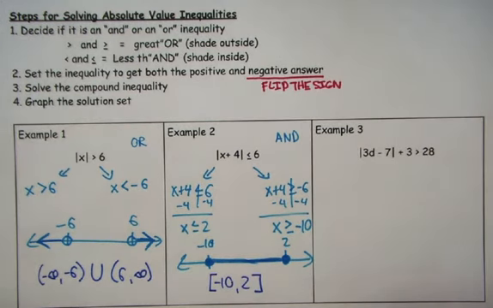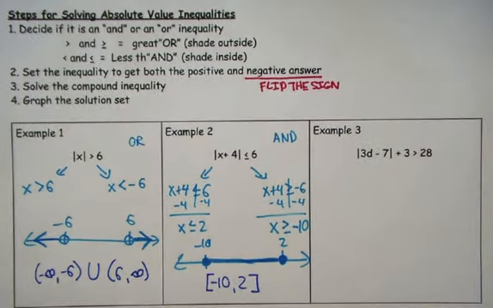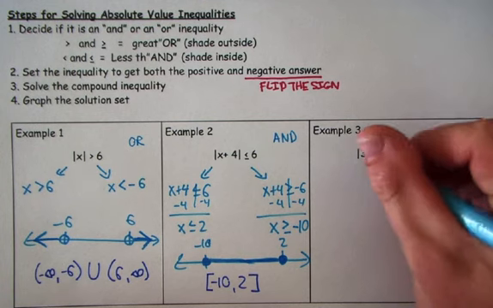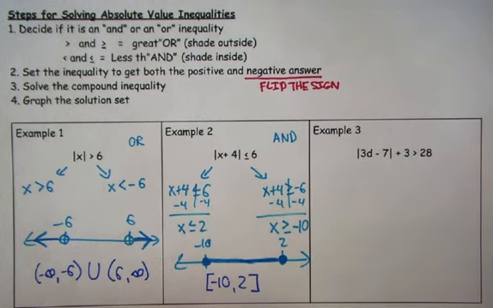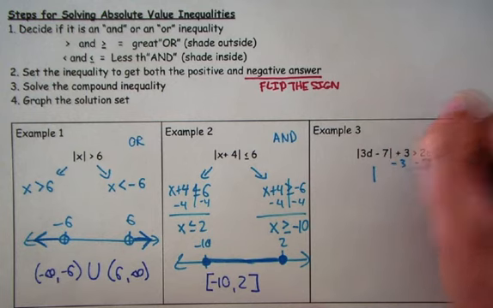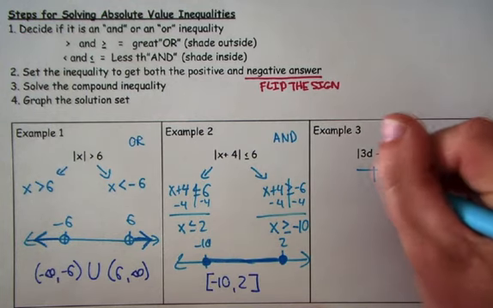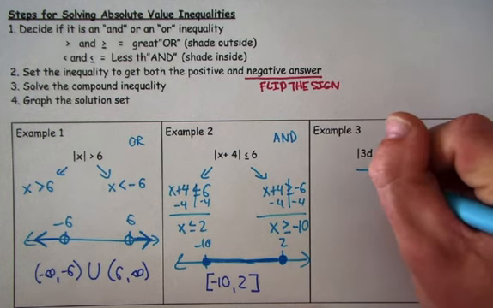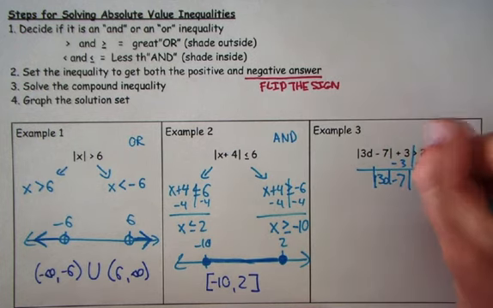Okay. Finally, let's do example 3. Here we have absolute value of 3d minus 7 plus 3 is greater than 28. The first thing we're going to do is solve for our absolute value. Subtract 3 from both sides. Absolute value of 3d minus 7 is greater than 25.